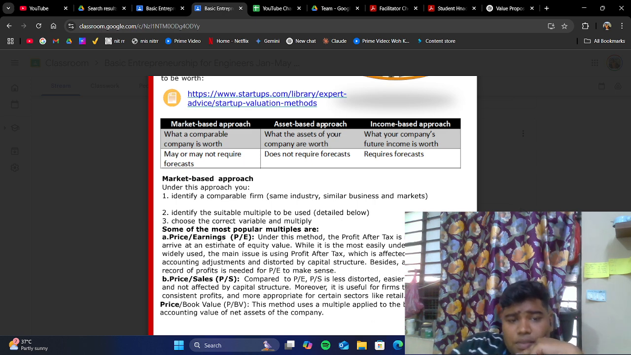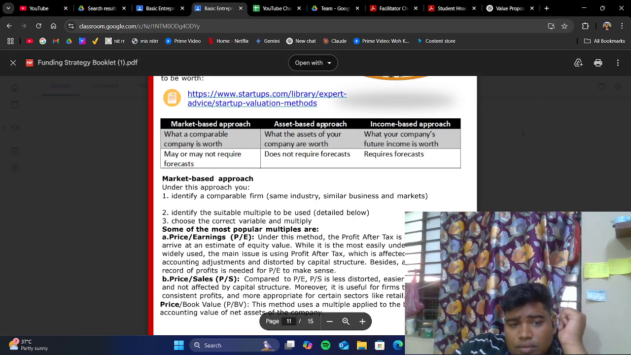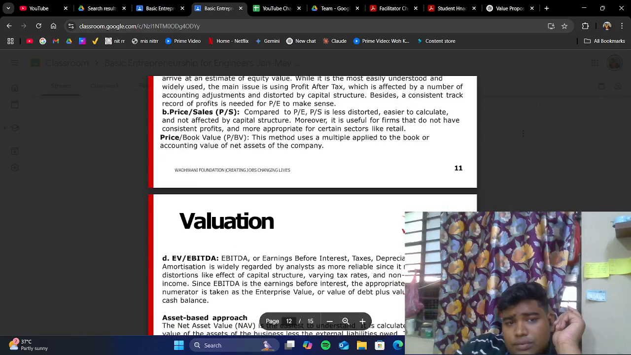So what is the P/E ratio? The P/E ratio is the price and earnings ratio. And the P/S ratio is the price and sales ratio.